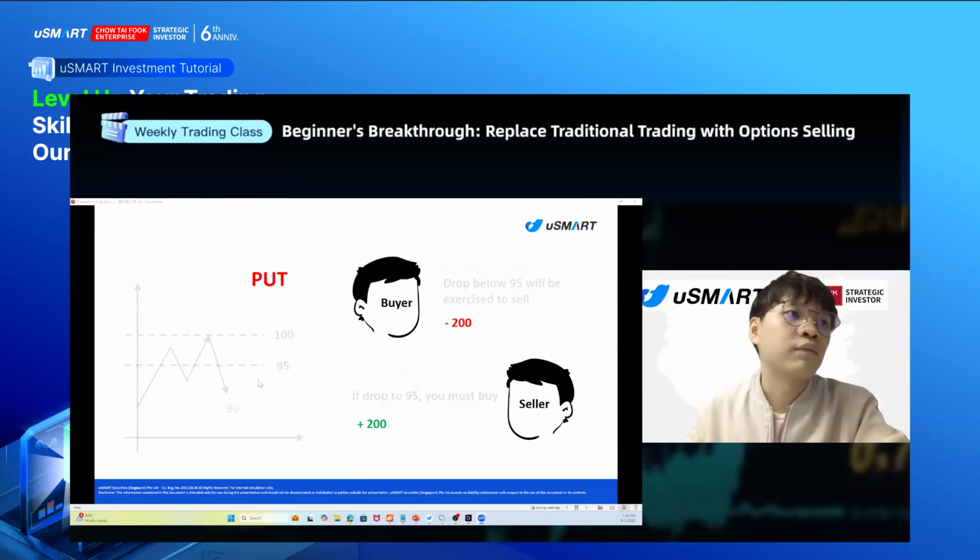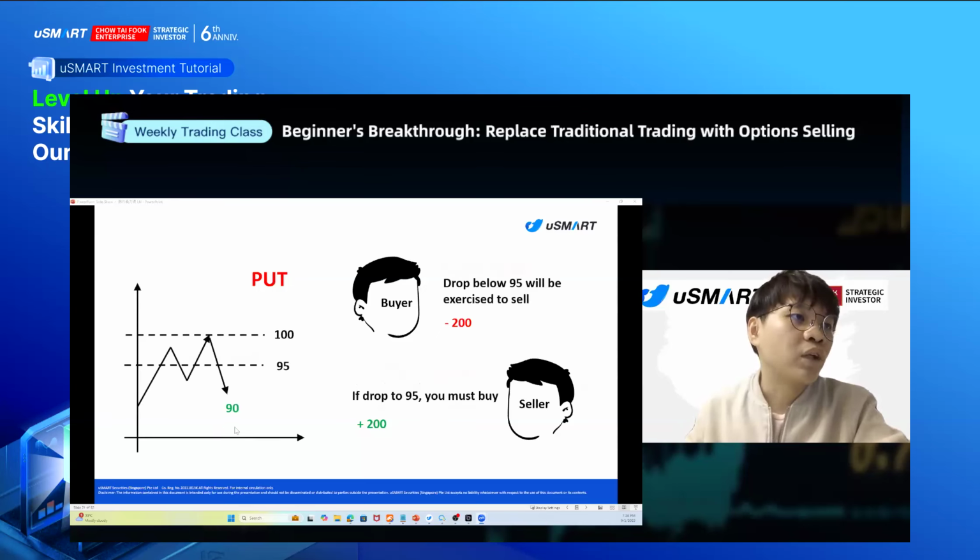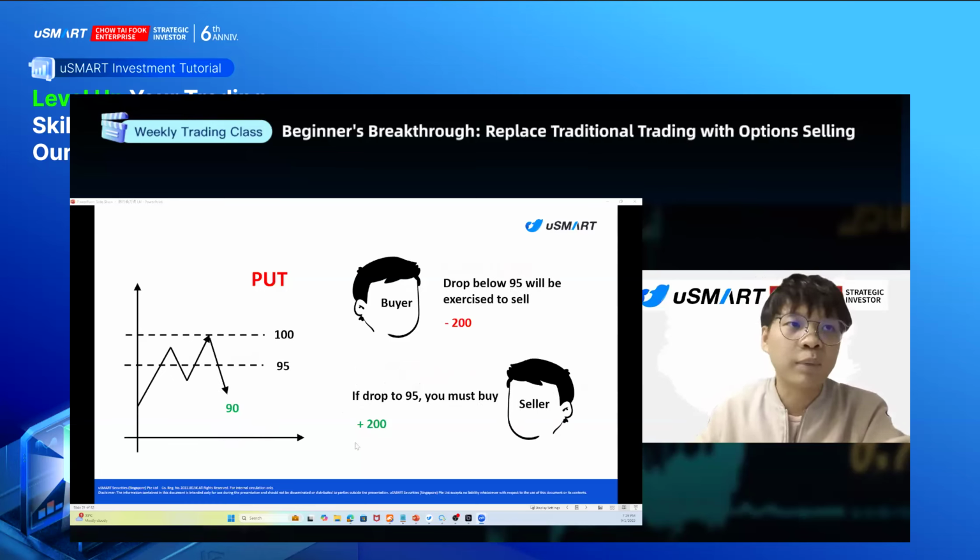So you can see that when the market is currently placing at $90, the buyer can actually sell at 95. So it makes $5 more compared to selling to the market. If the buyer sells to the market, he can only get $90 per share. But if the buyer exercises these options, he can get $95 per share from the seller. So if it drops to 95, you must buy as a seller. As simple as that. If you understand it this way: if it drops to 95, you must buy, whereby the current market price is 100, right?